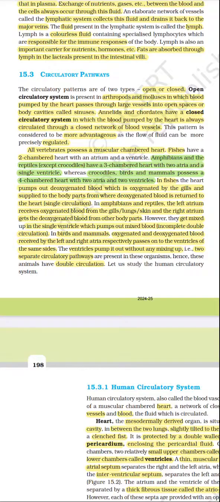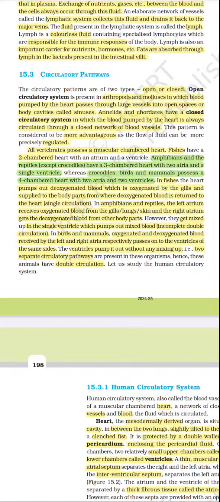Annelida and chordata have a closed circulatory system in which the blood pumped by the heart always circulates through a closed network of blood vessels. This pattern is considered to be more advantageous as the flow of fluid can be more precisely regulated. All vertebrates possess a muscular chambered heart.